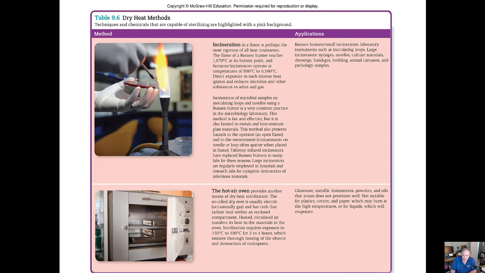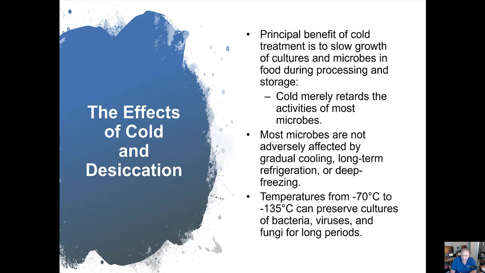So we're all familiar with the methods of incineration, Bunsen burners and things like that, and hot air ovens. We don't have one of those. Well, maybe we do. I haven't used it, but it's programmatically controlled, and sterilization requires exposure to 150 to 180 degrees C for 2 to 4 hours, and the temperature is maintained. And the same sort of thing is you can just put things like that in.